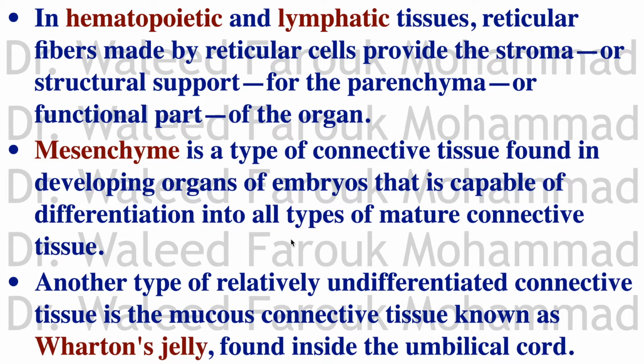Mesenchyme is a type of connective tissue found in developing organs of embryos, and it's capable of differentiation into all types of mature connective tissue. Another type of undifferentiated connective tissue is Wharton's jelly, present in the umbilical cord. It's a mucous connective tissue and important for the structure of the umbilical cord.